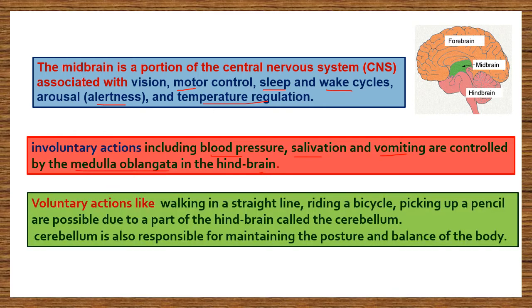On the other hand, voluntary actions like walking in a straight line, that is a voluntary action because you can think and you can act accordingly that I have to walk in a straight line. Riding a bicycle, picking up a pencil are possible due to a part of the hindbrain, and all these activities are handled by cerebellum. Cerebellum is a part of hindbrain and that is responsible for maintaining the posture and balance of your body. Here you will find cerebellum, this small part you are seeing. And here is medulla oblongata, this one.